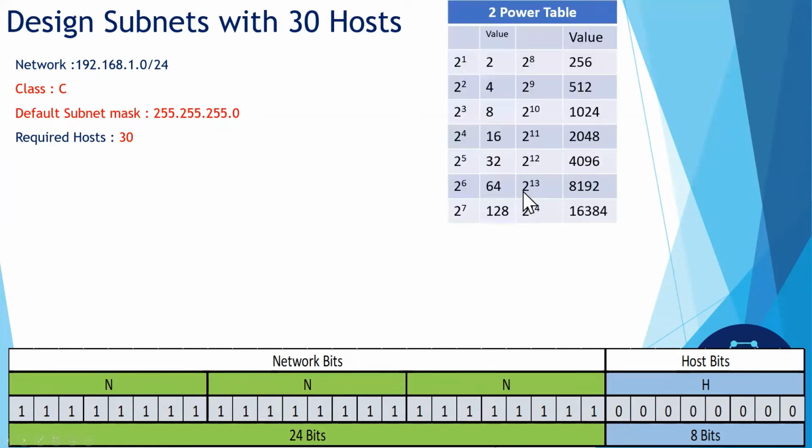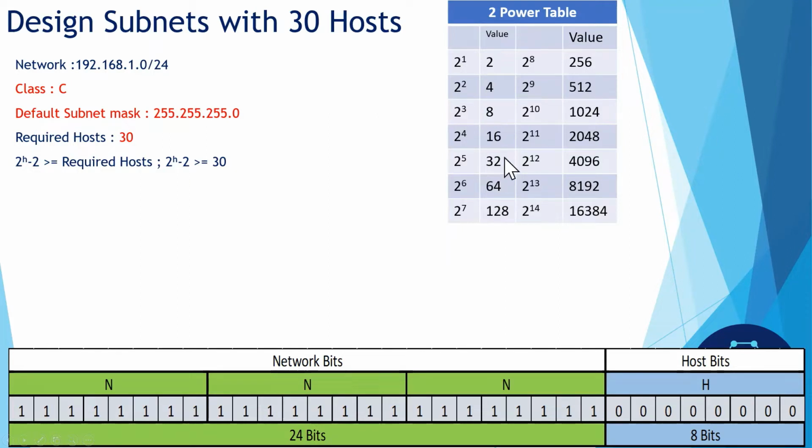So using this 2-power table, we can find out the required host bits. These power values are the number of host bits. We know already to find out total number of hosts in every subnet, the formula is 2^h - 2. This 2^h - 2 should be greater than or equal to required host. As per our example, it is 30. So to find out the host bits, we have to refer this 2-power table. We can see the value is 32.